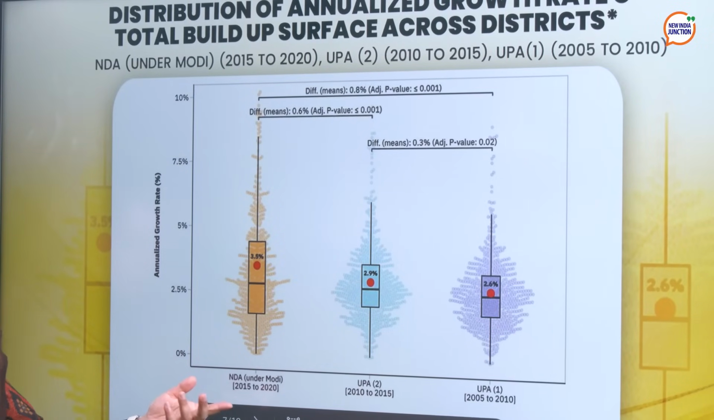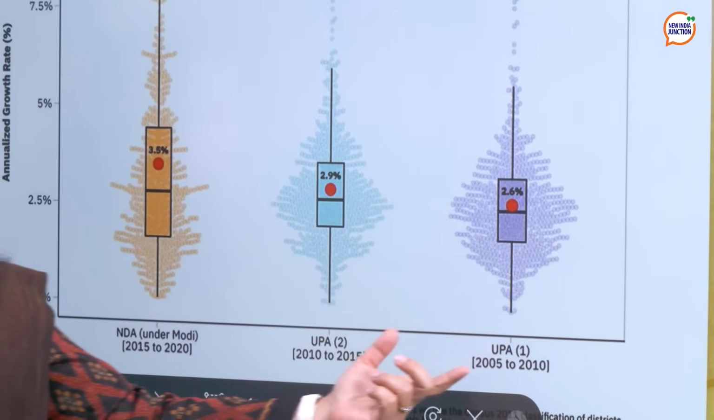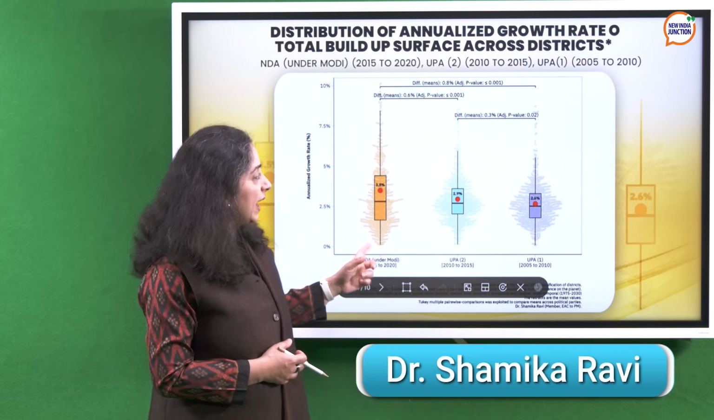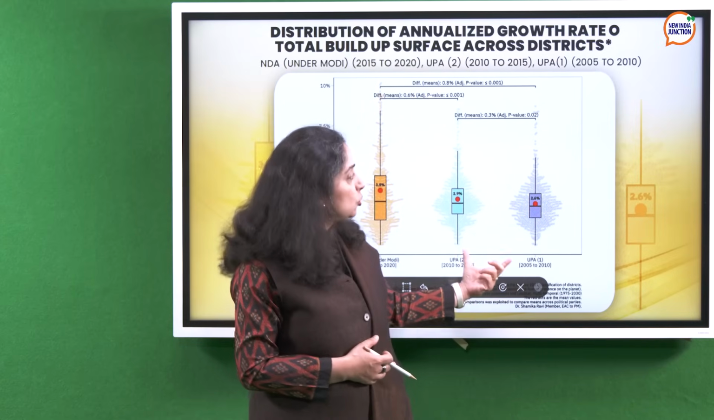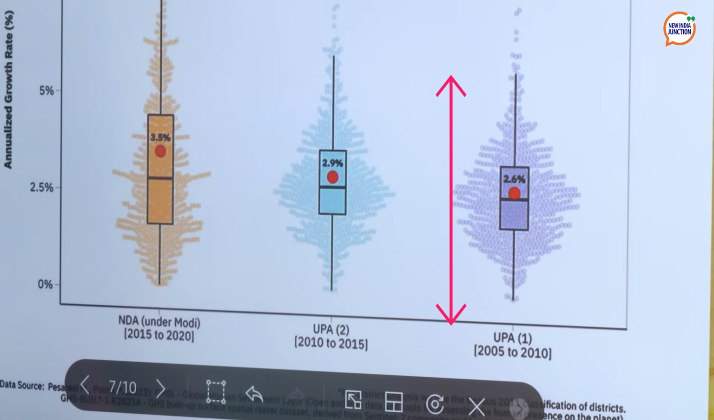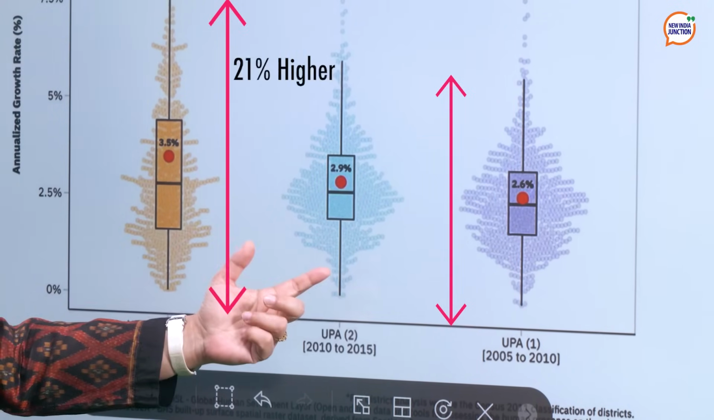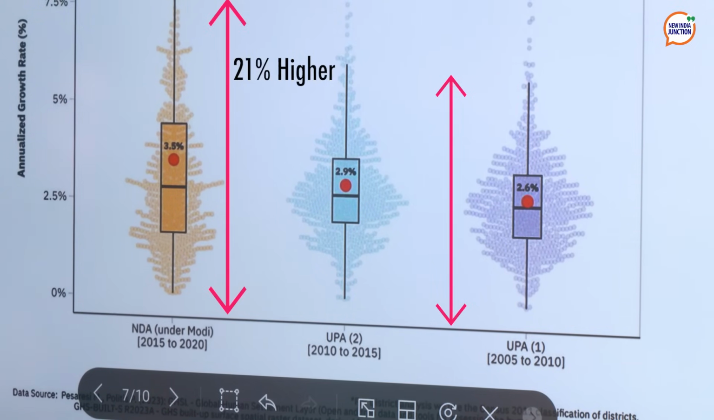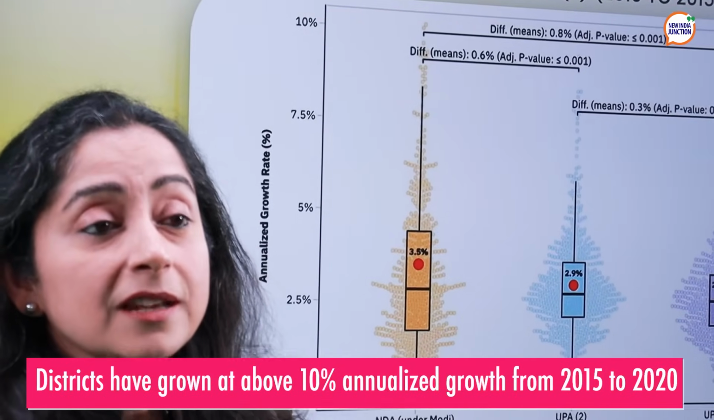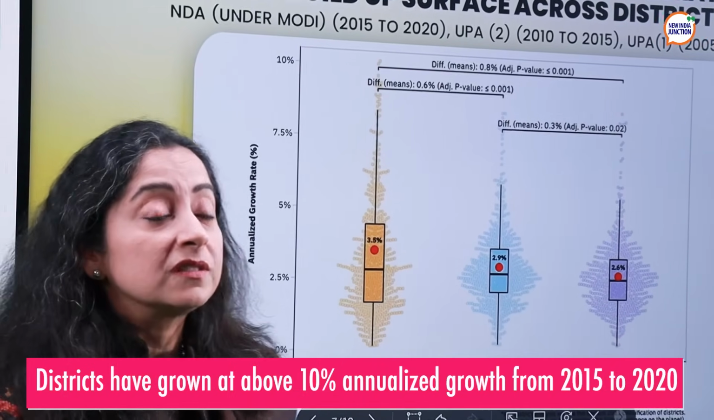If you look at the 2015 to 20 epoch, we compare it with 2010 to 2015 under the UPA 2, and we also go back further and look at what happened under UPA 1. Here you will notice that while the difference between UPA 1 and UPA 2 is actually not that high, under NDA, under Prime Minister Modi, you are seeing significantly higher growth. So this is 21% higher than what you saw under UPA 2. Again, the distributions are vast, which means we also have districts that have grown at above 10% annualized growth from 2015 to 20, which is remarkable growth.